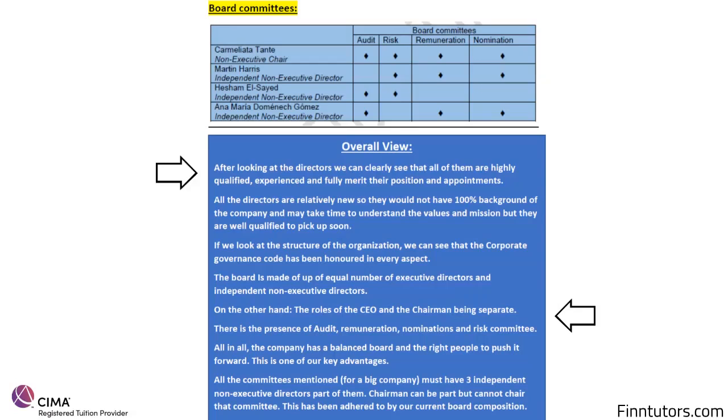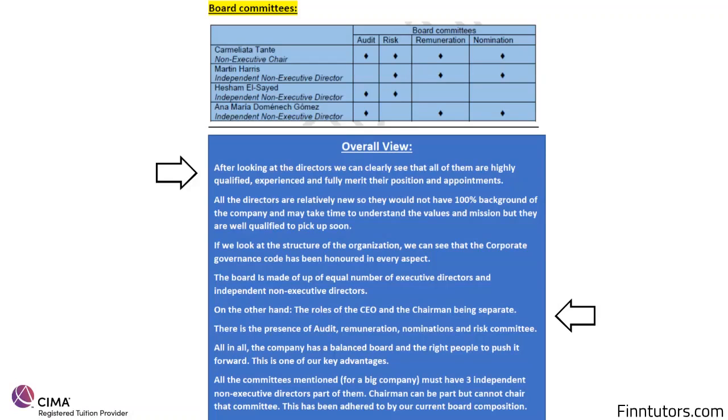If you look at all of the committees as well, you will see that we have three independent non-executive directors part of them. If you look at each committee vertically, you will see Carmeliata is part of that committee. They haven't told us who is chairing or leading the particular committee. Also, for Carmeliata, they're only saying that she's a non-executive chair. They haven't said independent non-executive chair. They haven't disclosed the nature of her relationship with the organization. So what we can only do over here is assume. Looking at it as an outsider, each committee has three directors, though they haven't told me who is chairing that committee. And for a big company, the corporate governance code says there must be at least three non-executive directors part of the committee.